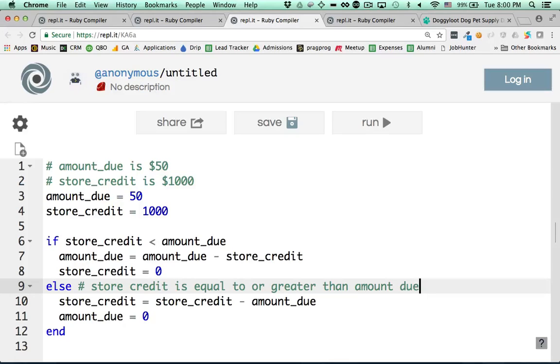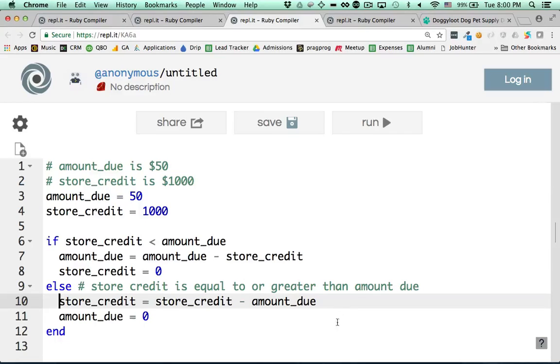In that case, we're not going to wipe your store credit down to 0, right? Because you're only using part of your store credit to cover the entire purchase. But we do have to reduce your store credit according to what you're using here. So store credit now needs to be updated to be whatever store credit minus amount due is. Basically, we're reducing your store credit by whatever you're buying.